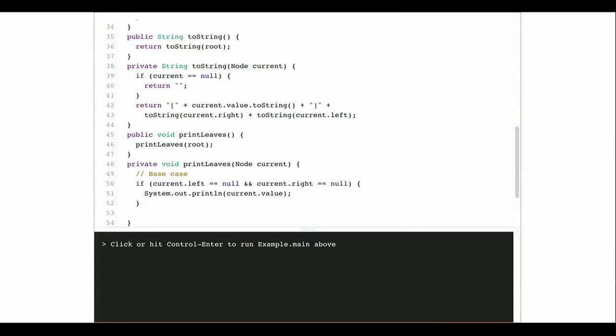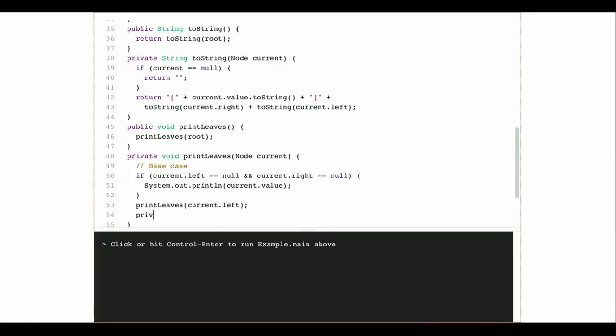So what I really want to do is restart my printLeaves function on my right child, and then on my left child. So I can call printLeaves on current.left, and I can call printLeaves on current.right. What's the problem with this? This is going to run into a bug if I try to run it right now. David?